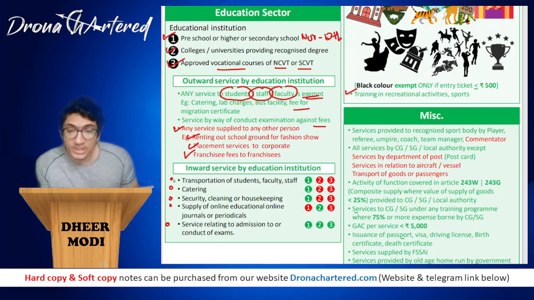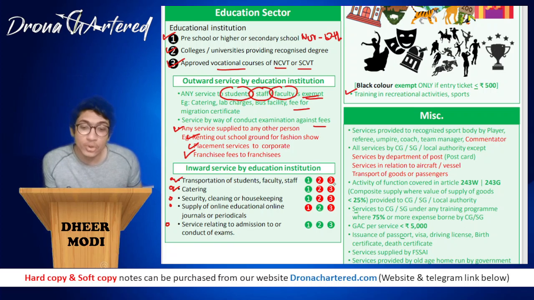So transportation of students, faculty and staff is exempt only to your number 1. Your number 2 and 3 are taxable. Catering service is exempt to number 1. Again, your 2 and 3 are taxable. Your security, cleaning or housekeeping, again it is exempt to number 1, taxable to 2 and 3.